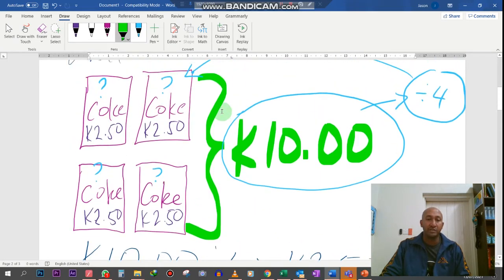How did we figure this out? We took our total cost that we were given in our question. We were told that 4 cans costed 10 kwacha. Therefore, if 4 cans cost 10 kwacha, then I just need to divide 10 by 4, get my unit rate for 1 can, and then I'd be able to find the anything. If you can find the 1, you can find the anything.